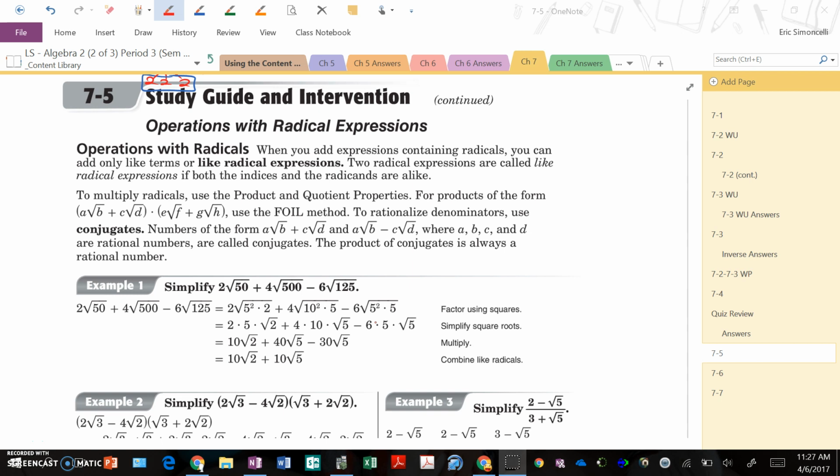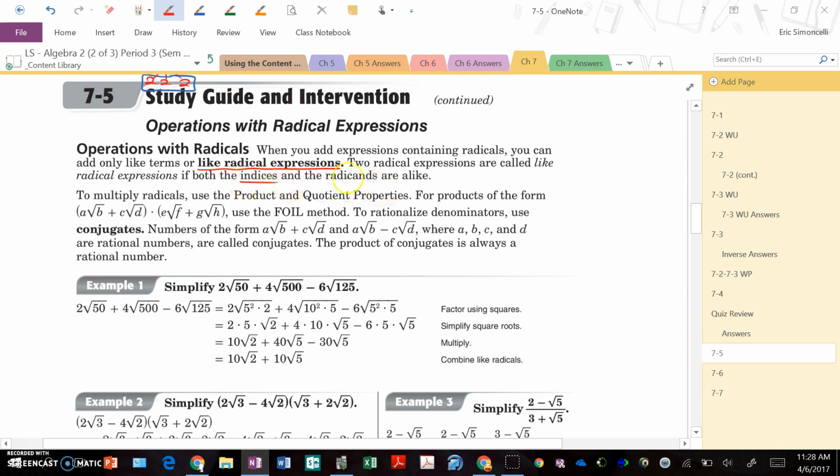Continued. Operations with radicals. When you add expressions containing radicals, you can add only like terms or like radical expressions. So the idea of like terms applies, in this context, to like radical expressions as well. Two radical expressions are called like radical expressions if both the indices and the radicands are alike.